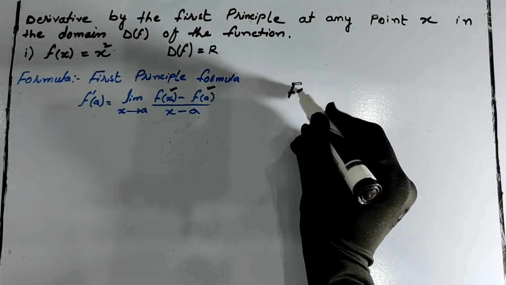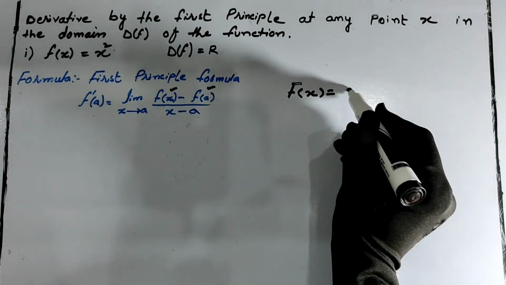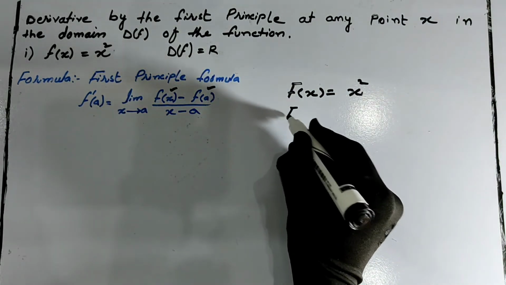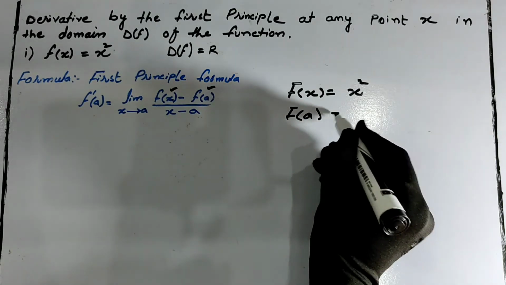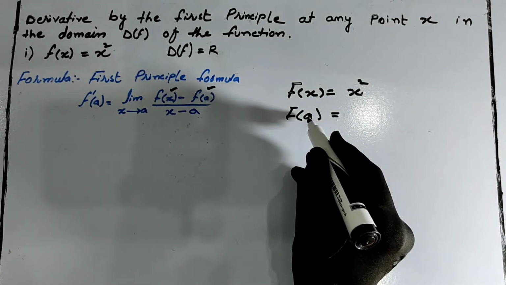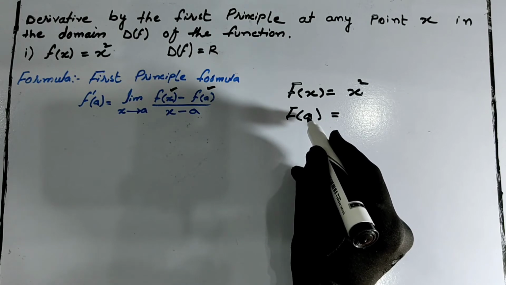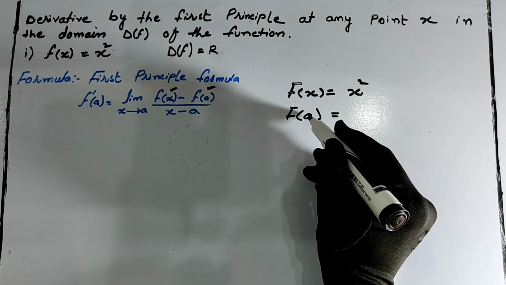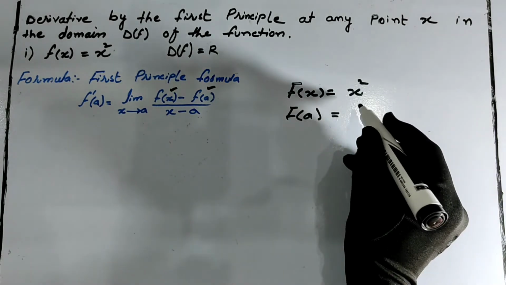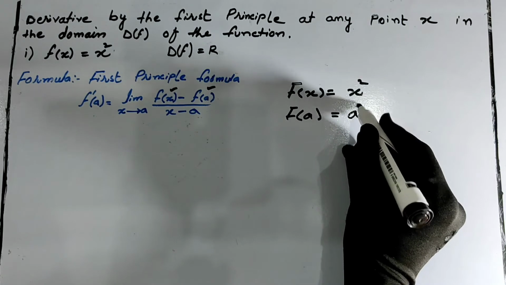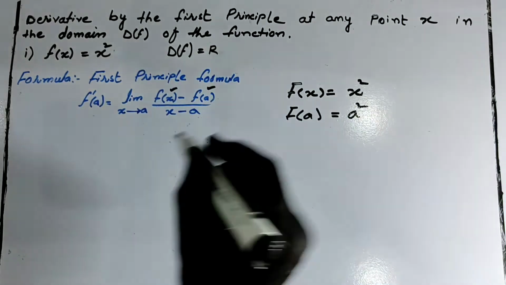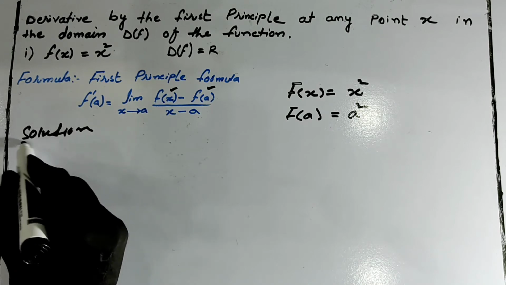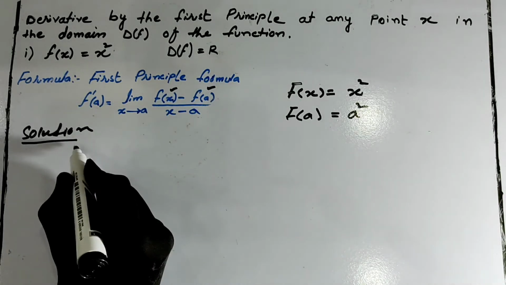F of x is equal to x square, which is given in this function, and f of a, it means that here the domain a is working as a domain, so we are gonna put the domain in this function. So the function will become a square. So let's put the values in this formula.